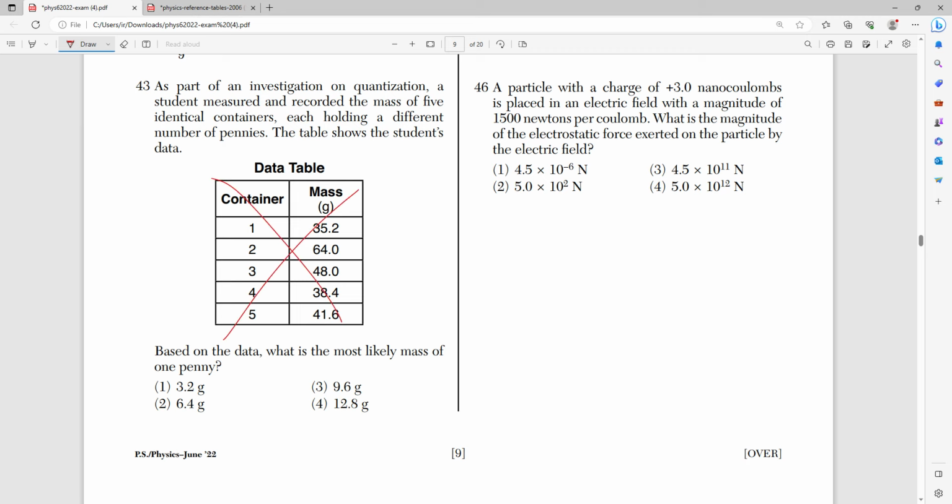What matters is that a penny is really, really light. So the answer is probably the lightest thing here, which is 3.2 grams. Obviously, it's not going to be 12.8 grams, because that's almost a 100th of a kilogram. A penny is most likely going to be around 3 grams heavy.